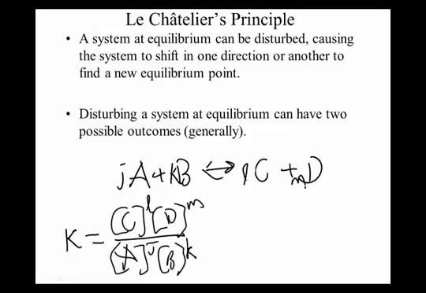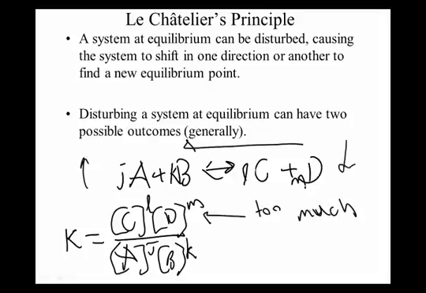Remember, products over reactants. So if I now have too much product, the reaction is going to run backwards, because what that'll do is get rid of the product and make reactant. It'll bring this down and this up, so K will go back to where it's supposed to go. In other words, too much product means the ratio is now too high, and it's got to go back to equal whatever K should be.